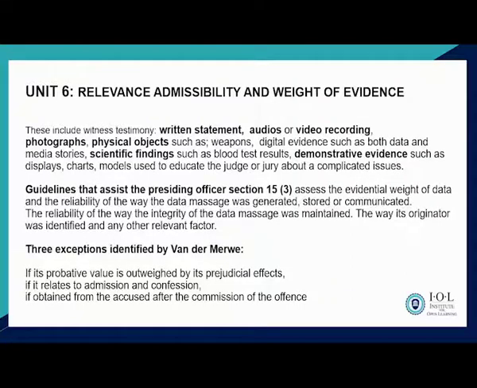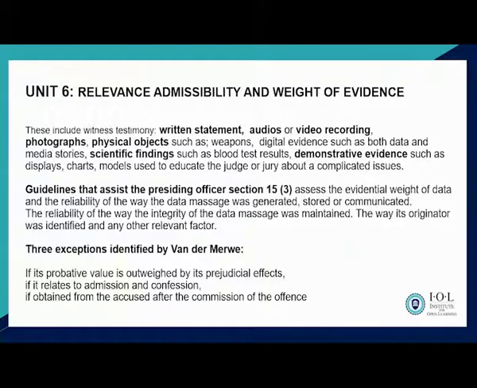Guidelines that assist the presiding officer. Section 15, subsection 3 assesses the evidential weight of data and the reliability of the way the data message was generated, stored, or communicated, the reliability of the way the integrity of the data message was maintained, the way its originator was identified, and any other relevant factors. 3 exceptions identified by Van der Merwe.